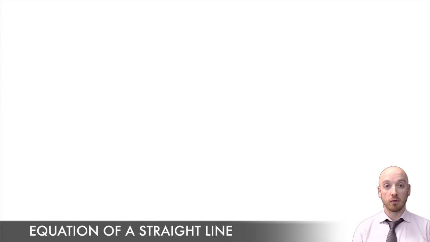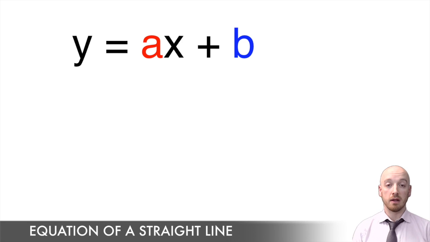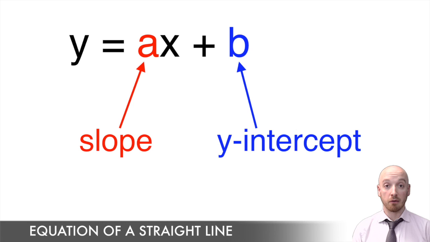So the format for writing the equation of a line looks exactly like this. And we read that y equals ax plus b. And you know from the last video that a represents the slope, and I'm telling you right now that b represents the y-intercept. So if a represents the slope and b represents the y-intercept, what are the x and the y doing in that equation?